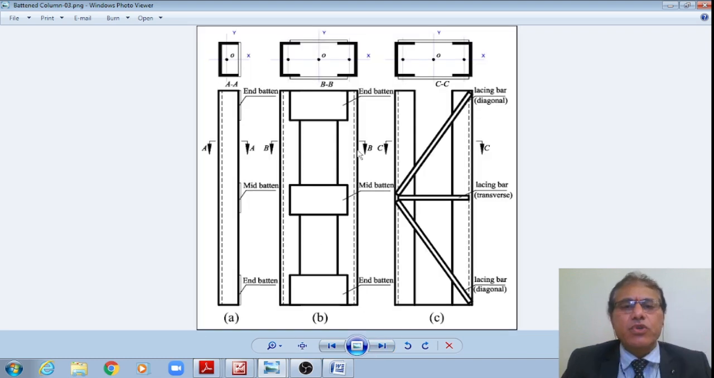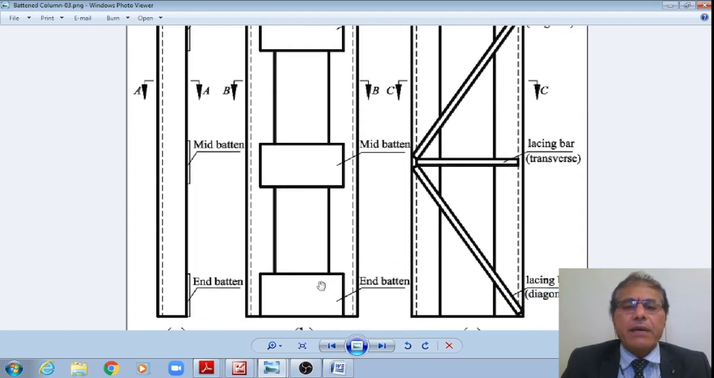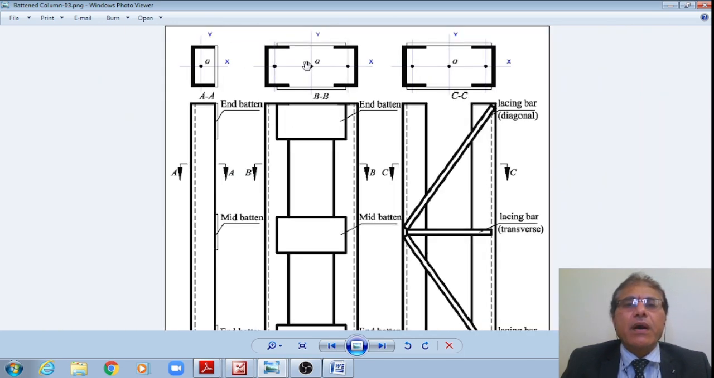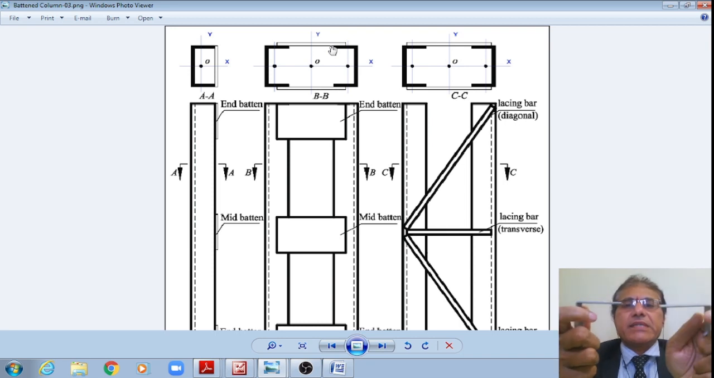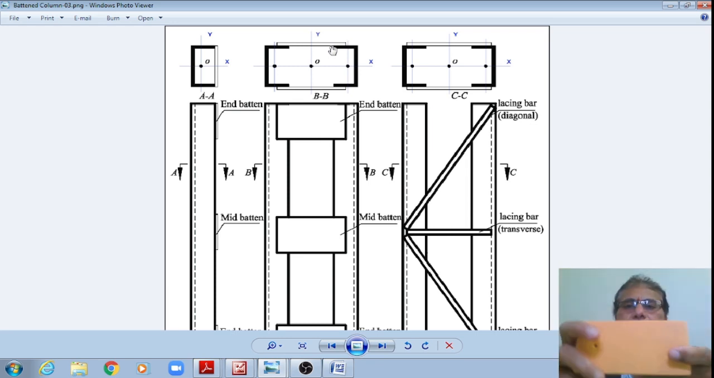The schematic is now shown the same. This is what is called the end batten, and this is what is called the mid batten. Once again, end batten. And the same is now shown in side view, and this is how these are connected to two channels back to back. Two channels facing each other like this, wherein it is connected by means of a batten plate. Like this, a batten plate. This is the connection.